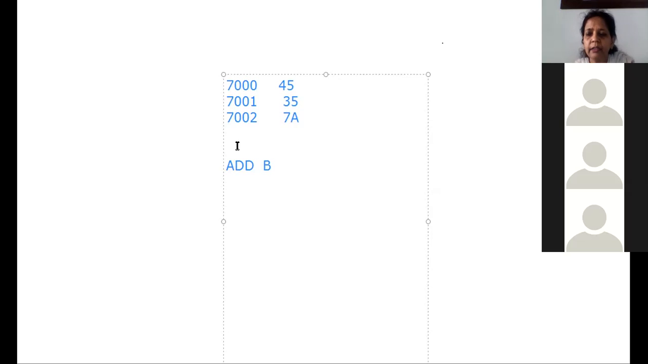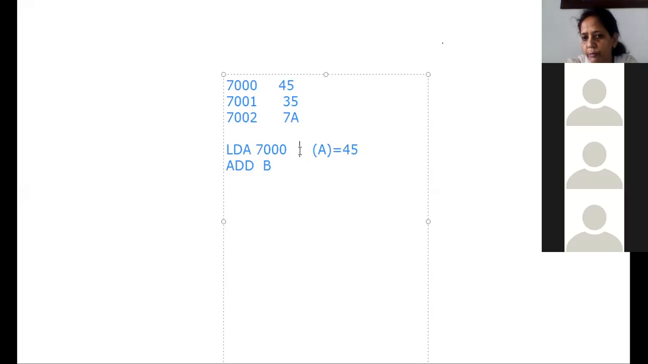Have you read the data transfer group instructions? Yes. Okay, so if you have read it, then you will understand what I am talking about. I have an instruction called LDA, and then I have to mention the address. So LDA 7000 makes the accumulator, that is the A register, contain what is at 7000. Right now that is 45, so the 45 will go in A.